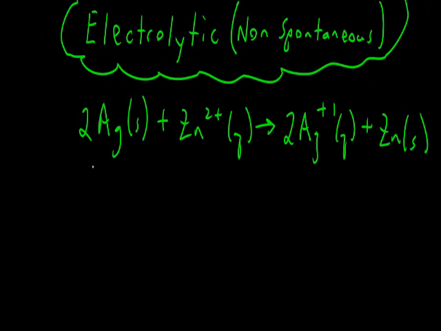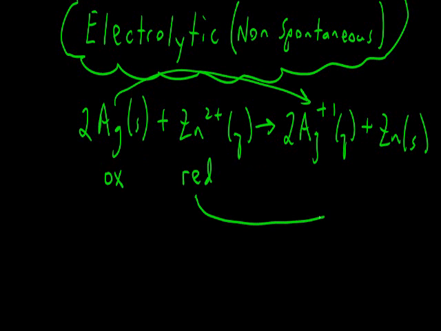In taking a close look at this, the silver solid in this reaction is being oxidized, and the silver solid is turning from solid to positive ions. It would have to be losing electrons. The zinc ions are being reduced, and the zinc ions are having to gain electrons and turn into elemental zinc solid.